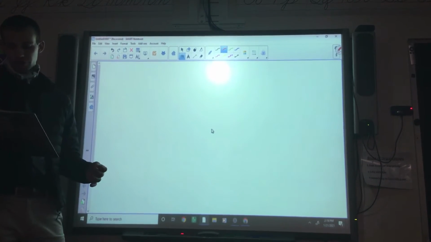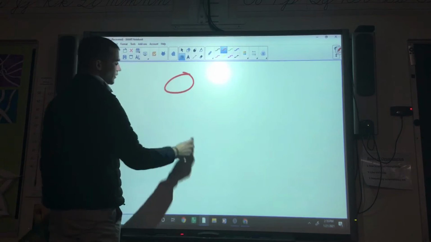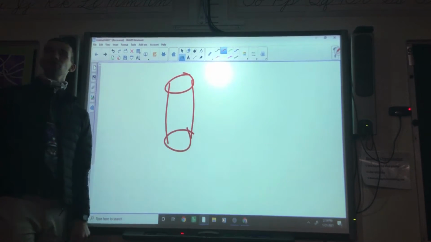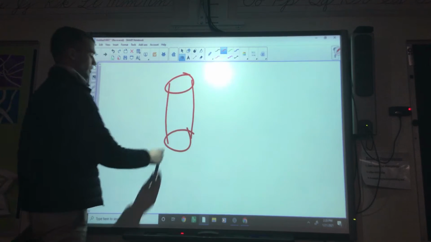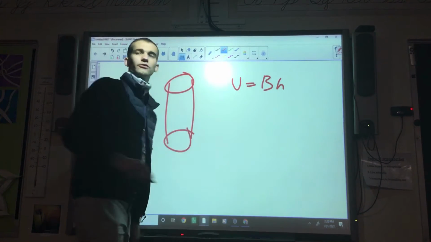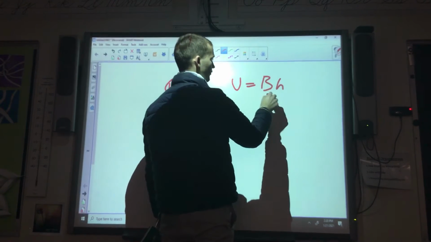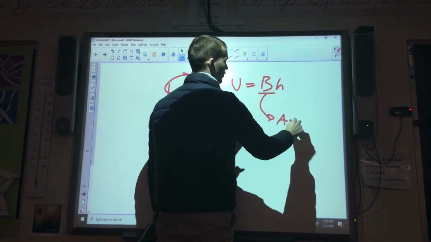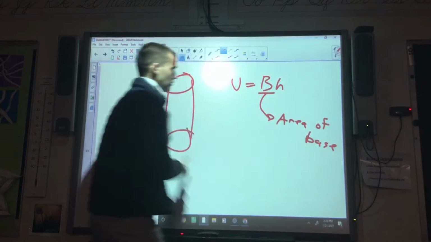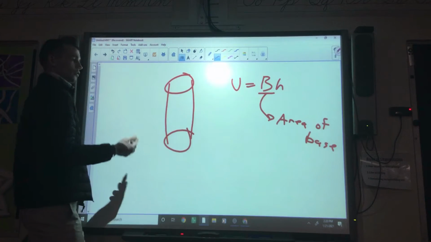Alright, page 136, surface area of a cylinder. So we talked about the volume of most normal three-dimensional objects is big B H, and big B stands for what about the base? The area of the base. So this is the area of the base.